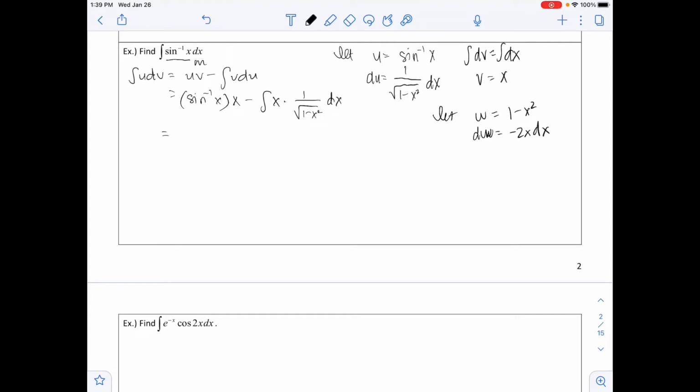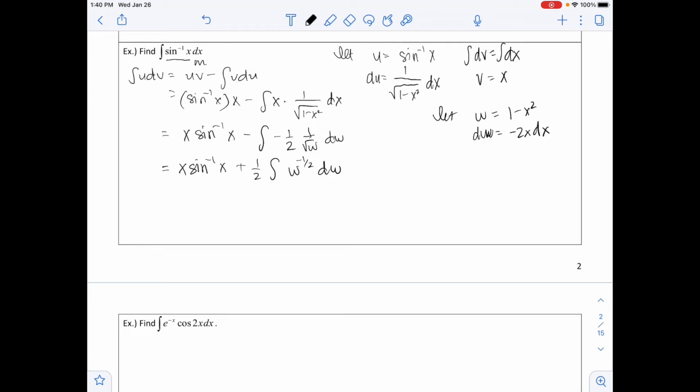So from here, I have x times sine inverse of x minus, and then using my u substitution, I'm going to have the integral of, and I have a negative 1/2, and it's going to be times 1 over the square root of w dw. And cleaning this up just a little bit before I integrate it, I have x sine inverse of x. This is now going to become plus. I'm going to pull that 1/2 out in front of my integral. And then I have w raised to the negative 1/2 power dw.